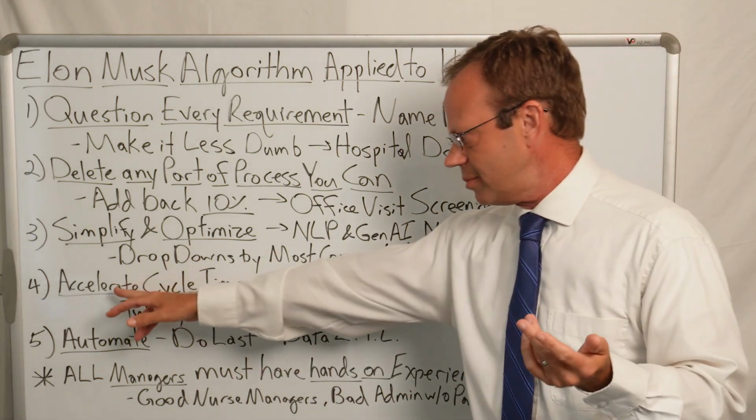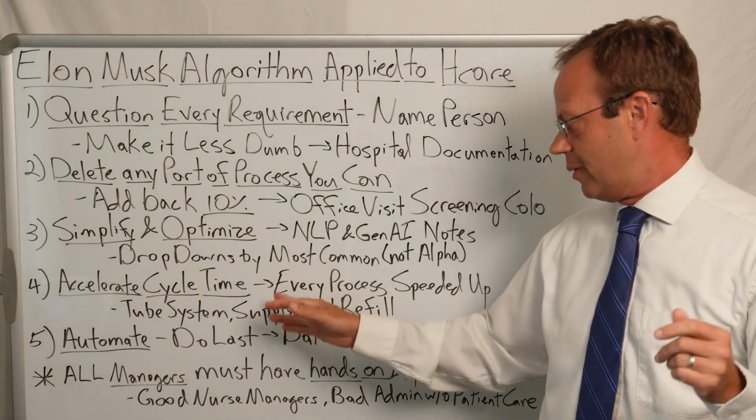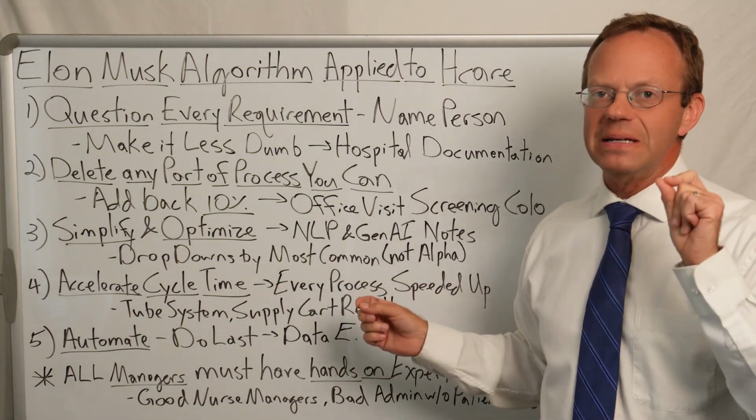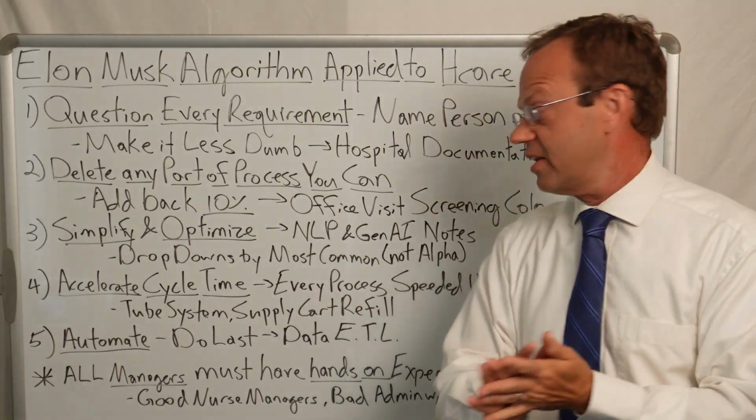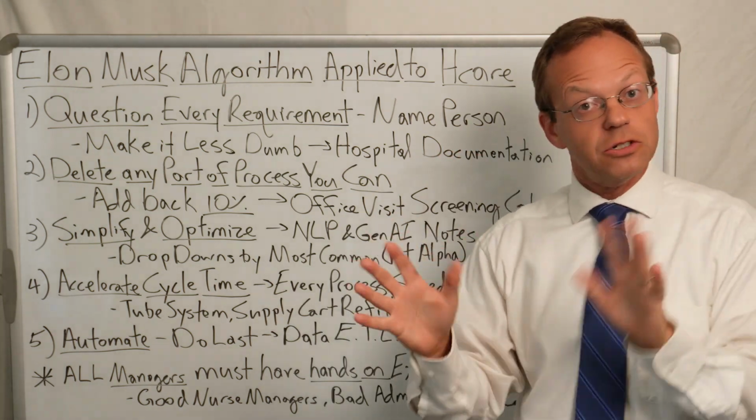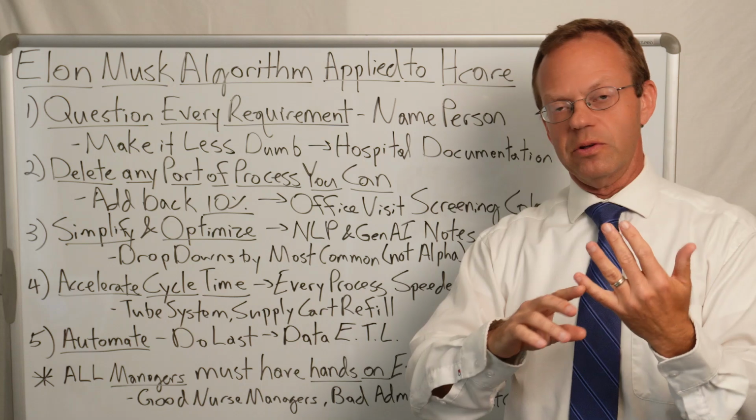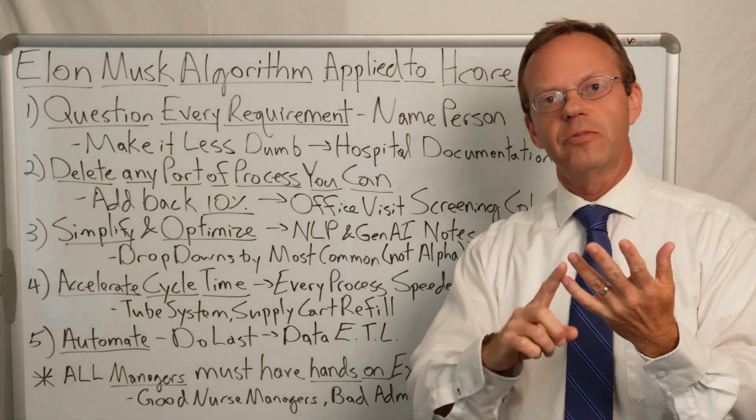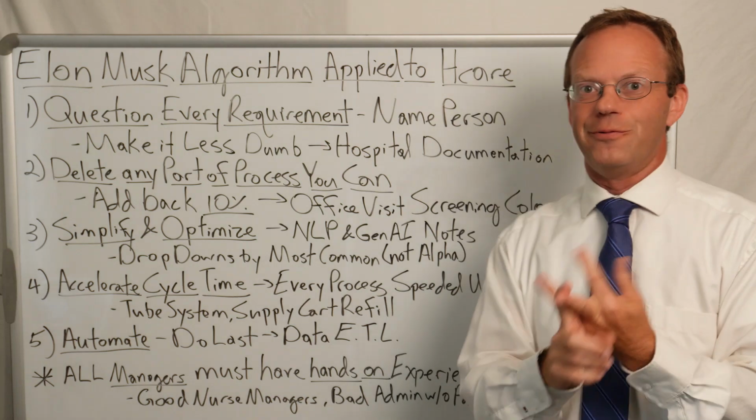Okay, next up. Number 4, accelerate the time cycles. So every process can be speeded up, and anybody who works in a hospital knows that there are tons of processes that slow people down. They still need to be there. For example, there's just lots of physical stuff that needs to be moved around the hospital. So blood samples need to be moved around the hospital, medications need to be moved around the hospital. Even sheets of paper need to be moved around the hospital.